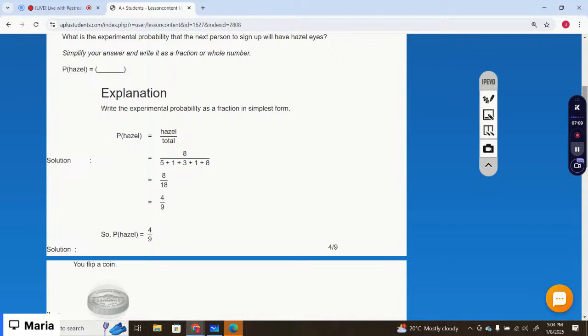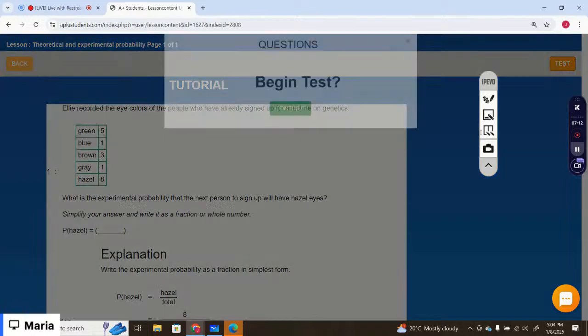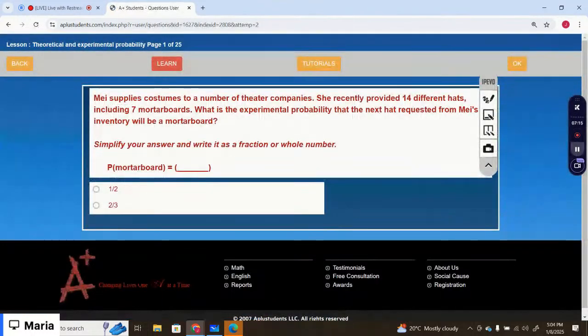Let's just start with the test questions. May supplies costumes to a number of theater companies. She recently provided 14 different hats, including 7 mortarboards. What is the experimental probability that the next hat requested from May's inventory will be the mortarboard? So, which is the correct option?